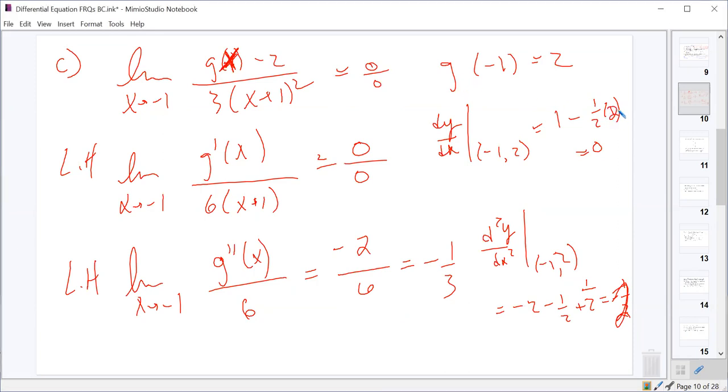I wrote a 1 there. That should be a 2. Yeah, you're right, Megan. That should be a 2 there. 1 minus 1 is 0. I think I just wrote the 1 because I started evaluating it in my head already. Which I believe is the same thing I did over here. So we get -1/3. Everybody good there with part C?